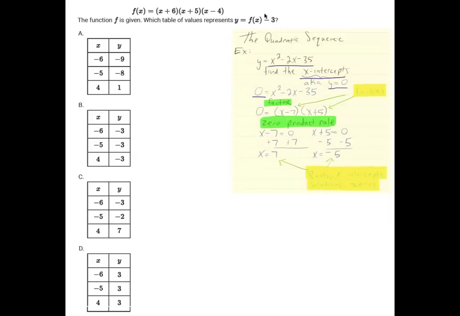So now looking at this function that they gave us to start this question, we know that it's got factors of x plus 6, x plus 5, and x minus 4. If we were going to find the x-intercept, that would mean making y, f of x, 0, and it would now look like this. Now, if we use our zero product rule, that's the idea of saying that this could never be equal to 0 unless one of the parentheses was equal to 0. So we set each one equal to 0.